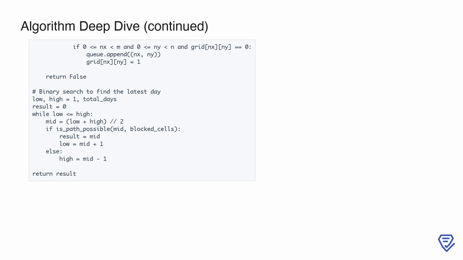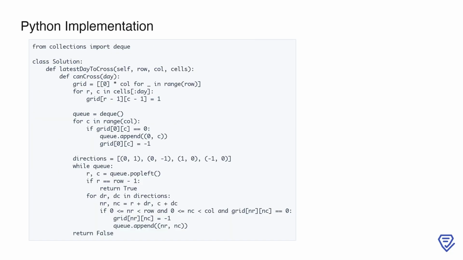This combination of efficient pathfinding and binary search ensures that the algorithm is both accurate and performant, even for large grids and complex scenarios. Here, we start by importing the deque class from the collections module, which we'll use to implement a queue for our breadth-first search. Then, we define a method called latestDayToCross within the Solution class.